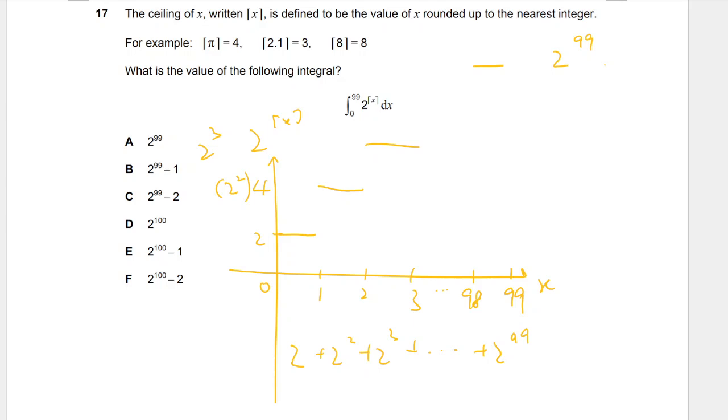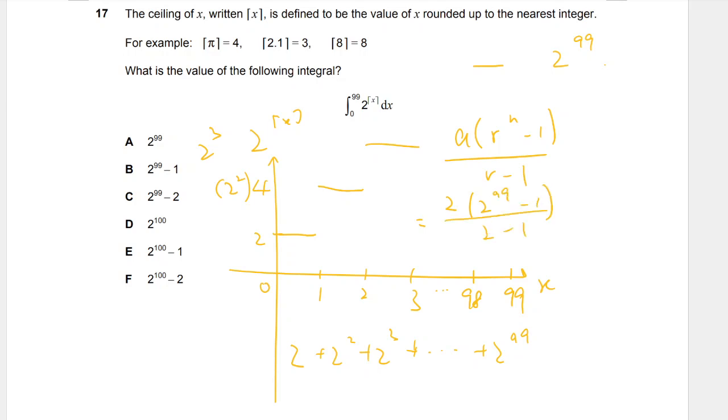Then you know how to add this, because this is just a geometric series. So, using the formula, what's my formula? a times r to the n minus 1, over r minus 1. What's my a? 2. What's my r? 2 again. What's my n? 99. So 2 times 2 to the 99 minus 1, over 2 minus 1.